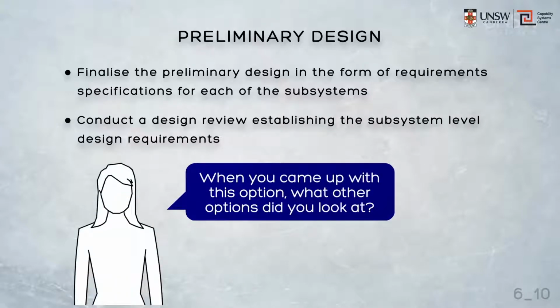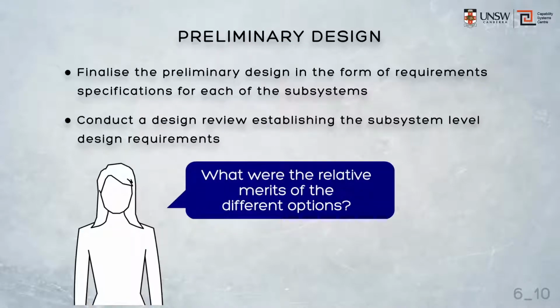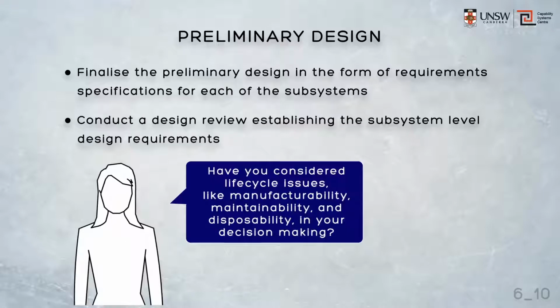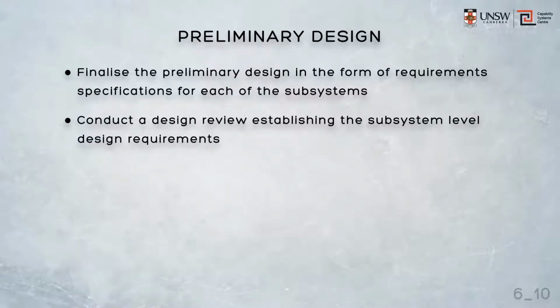like, when you came up with this option, what other options did you look at? What are the relative merits of the different options? Have you considered life cycle issues like manufacturability, maintainability, and disposability when making your decisions? These are all good questions that are simply looking to confirm that the design decisions made during preliminary design are robust and defendable decisions. After all, we're spending a lot of time and effort on this exercise, and we want to make sure, as best we can, that we're going to end up with the best possible solution.